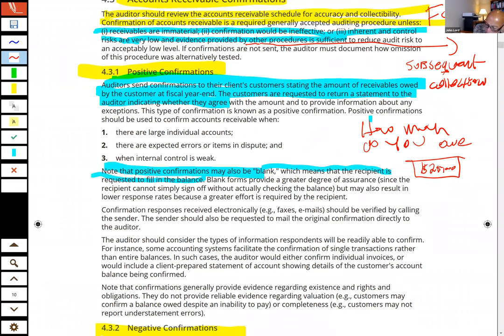So you're essentially giving your client's customer a homework assignment, aren't you? Do you like homework? Neither does anybody else, okay? And so what you should be aware of is that the blank form gives better assurance, and so we would use it if we have a high risk of material misstatement, but also a lower response rate. And so you're going to hound them to sit there and do that homework to see what they owe at a certain date, whatever, right?